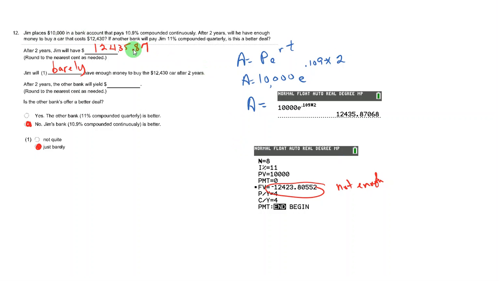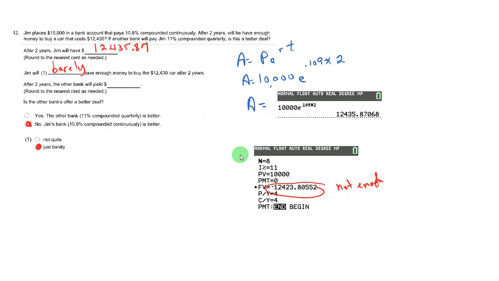So we take 10,000 times e raised to the 0.109 times 2. And we see that that is the amount of money he would have. All right. Then we can do the other one in the app. And we're doing it 2 years, and we are doing quarterly. So 4 times a year times 2. Big N is 8.